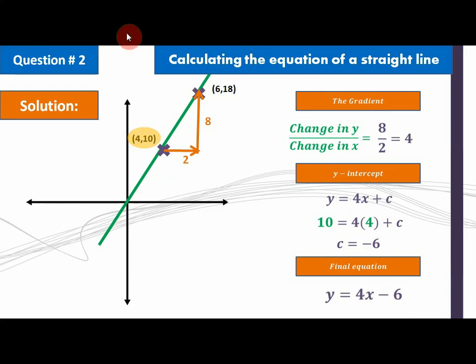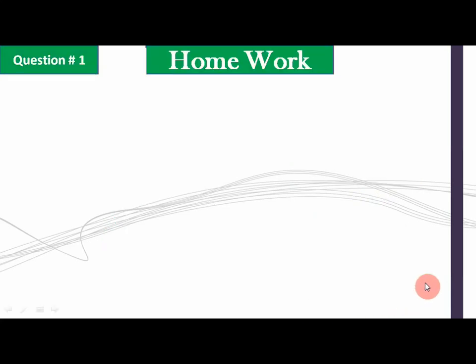So these two questions are classical questions. You are understanding that. We just have to find the gradient. Then we use any point between the 2 points. We can use any point to calculate the value of c, the y-intercept. Now for the final answer, you have to write the final equation y equals mx plus c. Now we are going to move on to the homework.